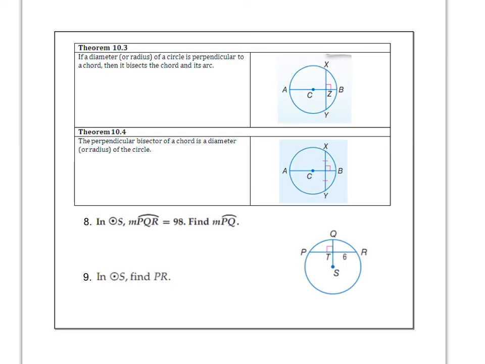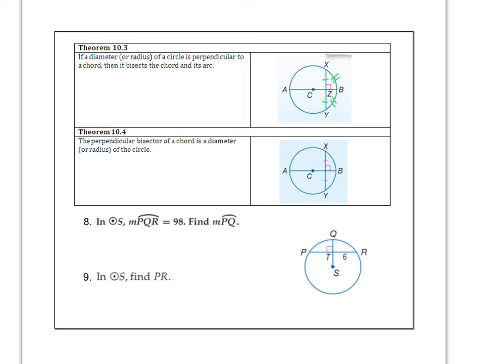All right, next theorem. If a diameter or a radius of a circle is perpendicular to a chord, then it bisects the chord and the arc. What that means is, do you see AB right here and XY right here? Do you see how they're perpendicular? There's a 90-degree angle there. Well, if they're perpendicular, then the radius or diameter cuts that chord in half, bisects it. It also bisects the arc.